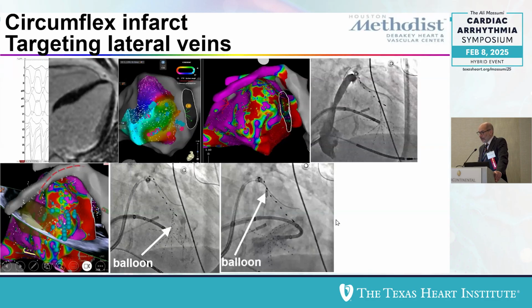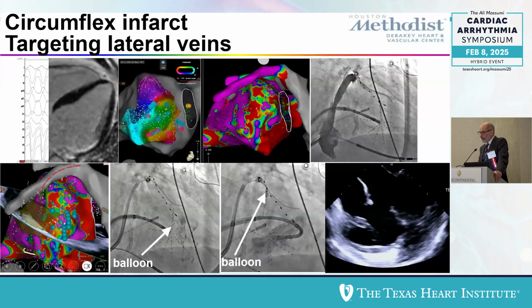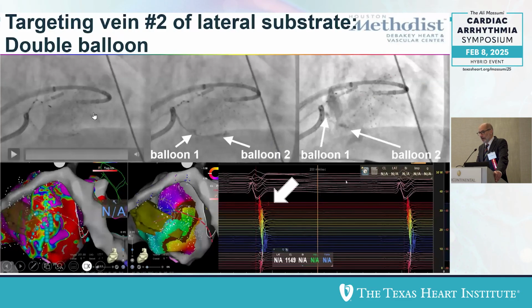So then we give alcohol in this vein. But we also find a more basal branch that also goes towards the scar. We deliver alcohol there, and then we see this new area of echogenicity that develops as we give the alcohol within the epicardial aspect of the low voltage scar. So this is primarily an epi-to-endo ablation.